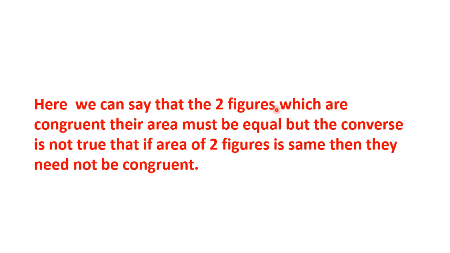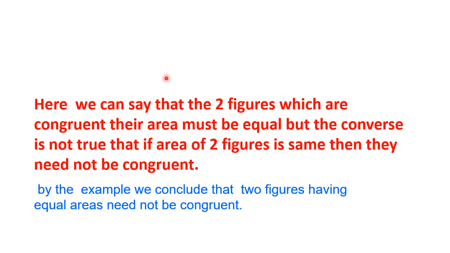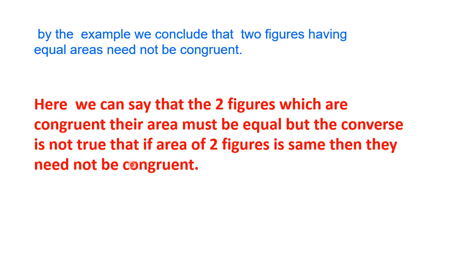So by this example, we can say that if two figures are congruent, their areas must be equal. But the converse of this statement is not true: if the areas of two figures are the same, then they need not be congruent.